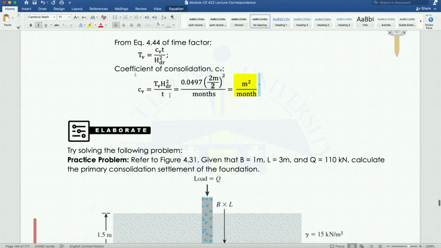So t will depend on whether it is in months, years, or weeks. Okay? So it would be 12 months. And therefore, C_v is equivalent to 0.00414 square meter per month. And that would be our coefficient of consolidation.